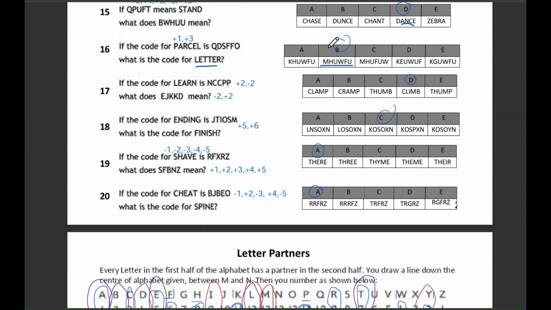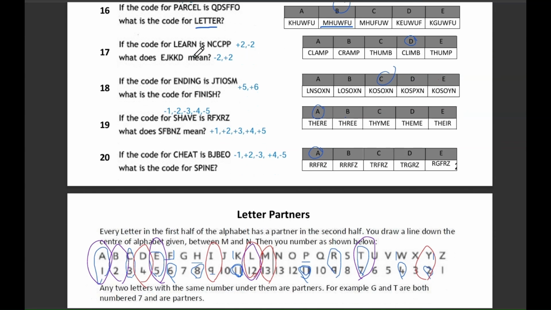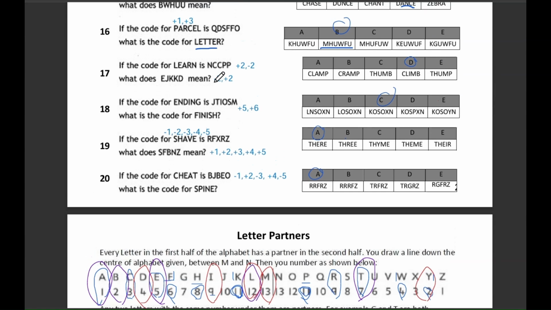Question 17. In this question, learn is coded as NCCPP. Let's take a look at how this works. From L to N, it's +2. From E to C, it's -2. From A to C, it's +2. From R to P, it's -2. From N to P, it's +2. So we see the pattern is alternating between +2 and -2.